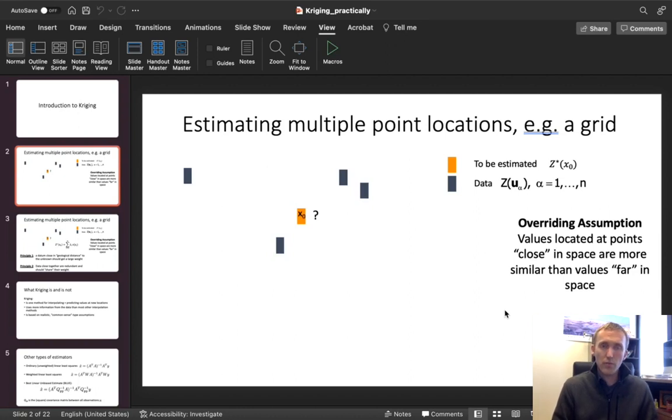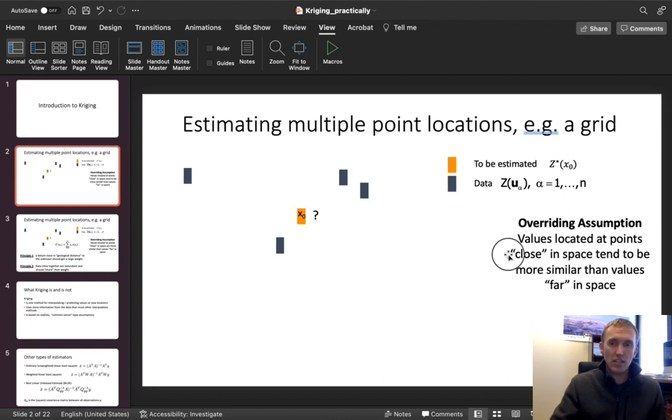So our main goal when we're doing Kriging is, of course, we have some data and we would like to estimate what the value is of our data at some new location where we don't have data yet. In this example, we have some data shown by the dark colored squares. Perhaps at this location, where we haven't sampled, we would like to estimate what the value is going to be based on this existing data that we have. And our overriding assumption here is that values that are located at points close in space are more similar than values far in space, or they tend to be more similar, perhaps I should say.